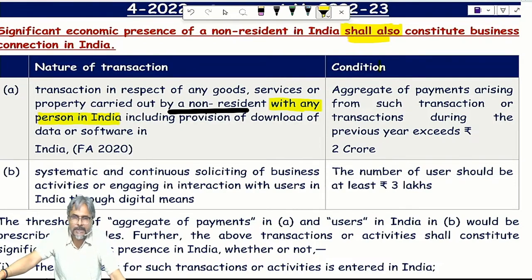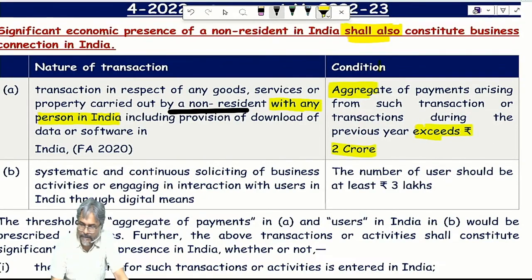Non-resident supplying the goods or services to any person in India. Fine. And what should be the amount? The aggregate of the supply to all the persons in India during the previous year should be how much? Should exceed rupees 2 crore.